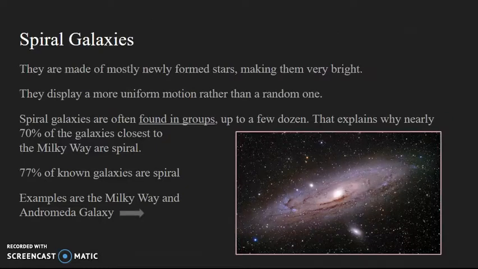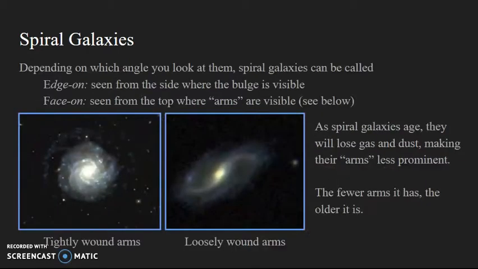Spiral galaxies. They are made of mostly newly formed stars, making them very bright. They display a more uniform motion rather than a random one. Spiral galaxies are often found in groups, up to a few dozen. That explains why nearly 70% of the galaxies closest to the Milky Way are spiral. 77% of known galaxies are spiral. Examples are the Milky Way and the Andromeda Galaxy, as shown on the right.